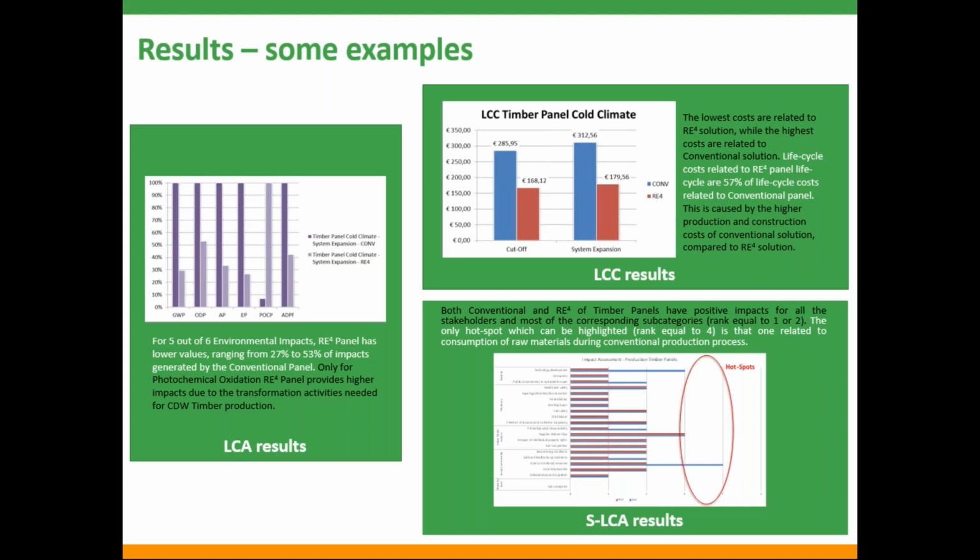In terms of social impacts, considering the production phase, both conventional and RE4 solutions of timber panels have positive impacts for all the stakeholders and most of the corresponding subcategories. The only hot spot, which can be highlighted with a rank equal to 4, is the one related to consumption of raw materials during conventional production process.